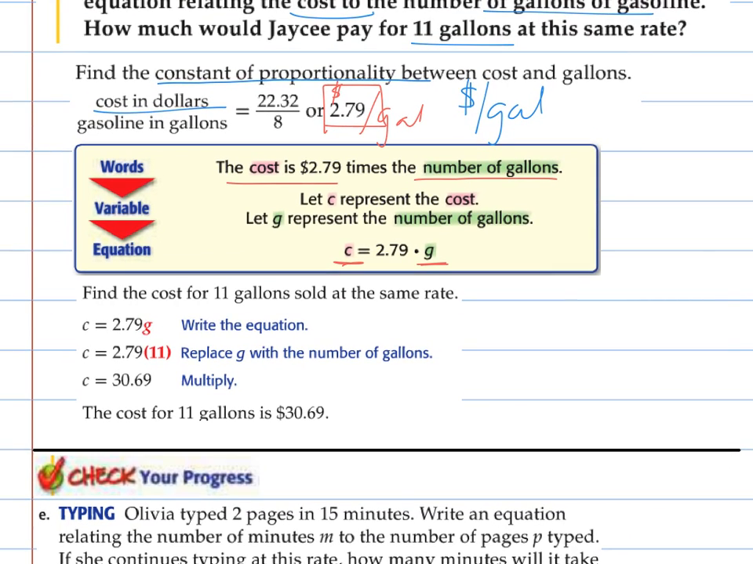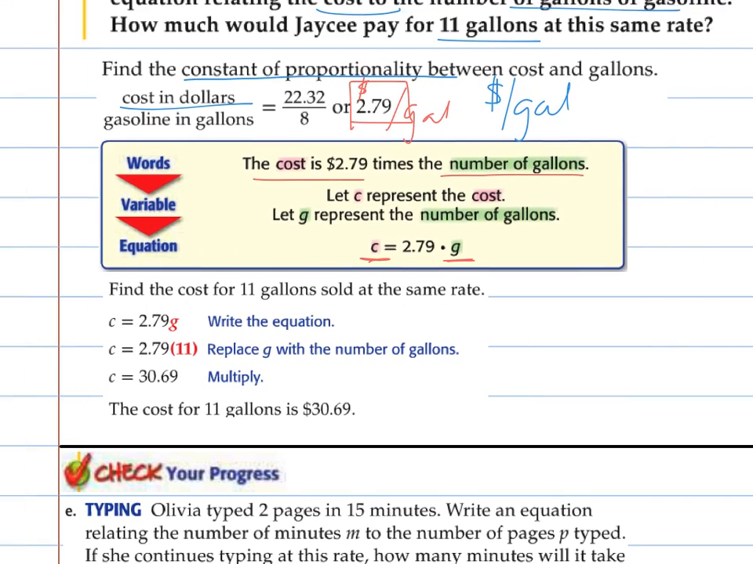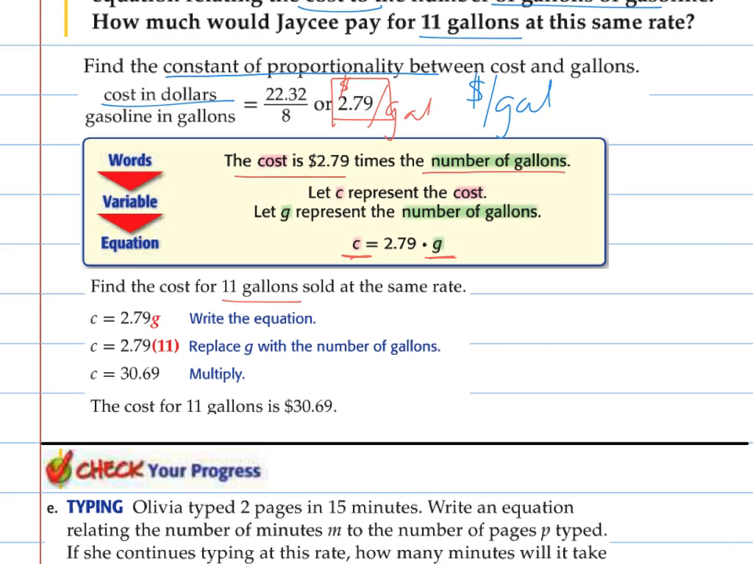So to find the cost, if we want to know how much for 11 gallons, what she does is replace that value into the variable that represents gallons. So she says, how much will it cost me at $2.79 a gallon for 11 gallons? Then you multiply and you get a value. So it says that the cost for 11 gallons is $30.69.